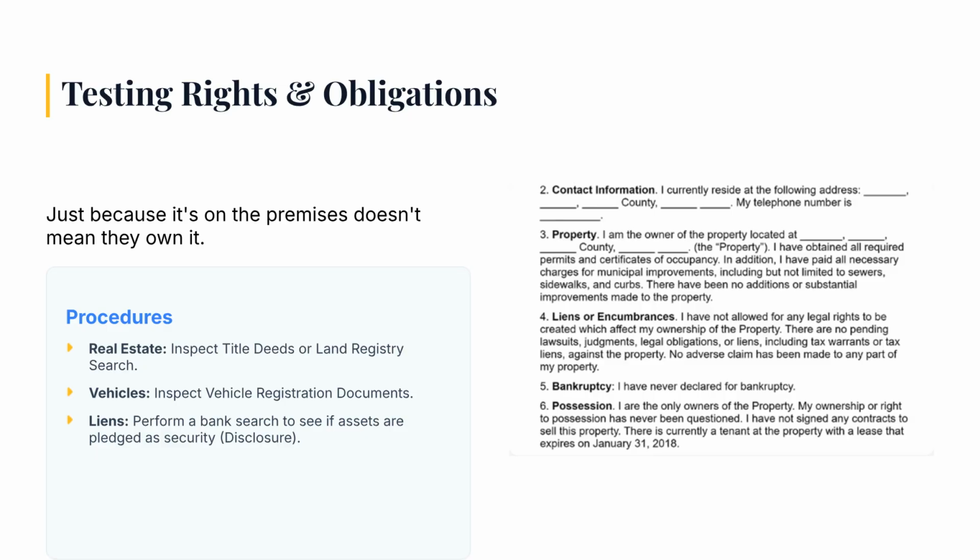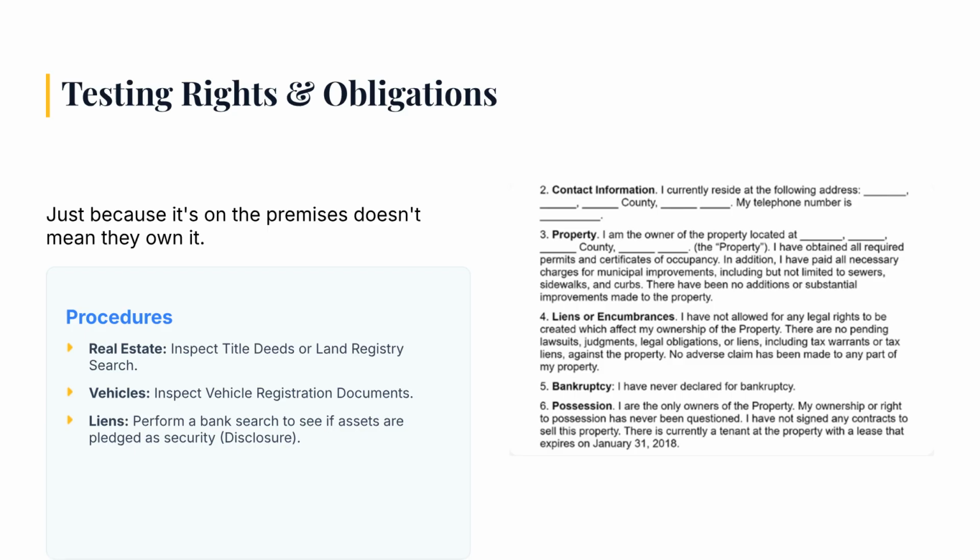Finally, ownership. Just because a machine is in the factory doesn't mean the client owns it. Real-world example. The client might be driving a luxury car, but the registration might be in the CEO's personal name. Or they might have pledged the factory building as collateral for a bank loan. The test. For land and buildings, do a land registry search or look at the title deed. For vehicles, look at the government registration papers. For liens, look at the bank confirmation letter to see if assets are restricted.